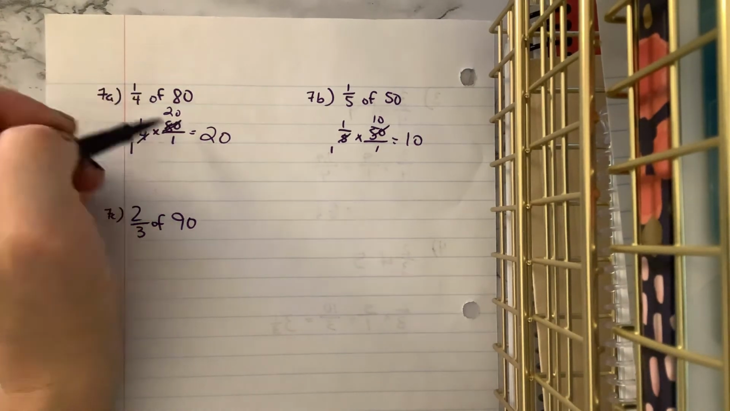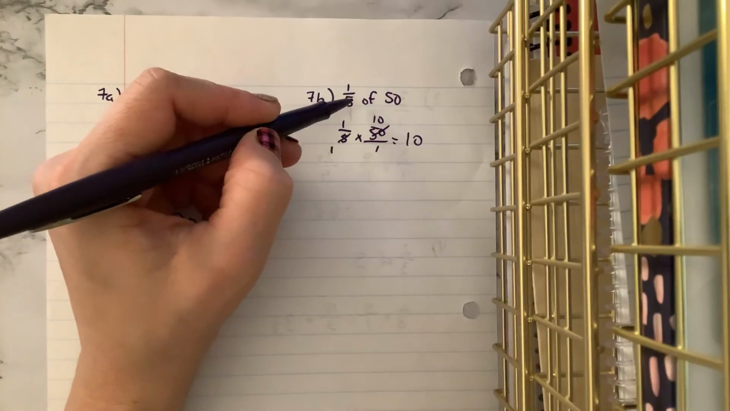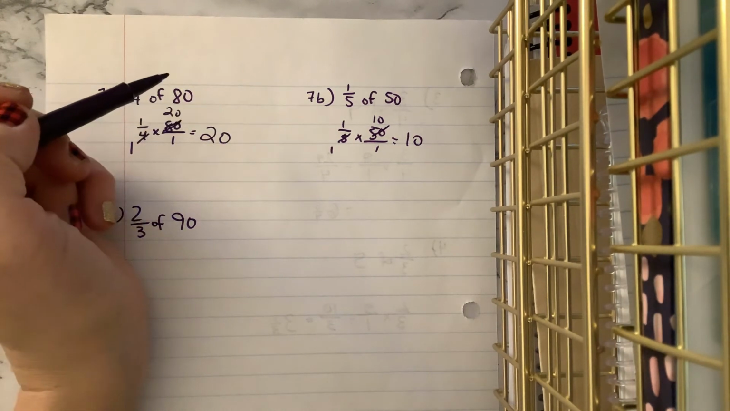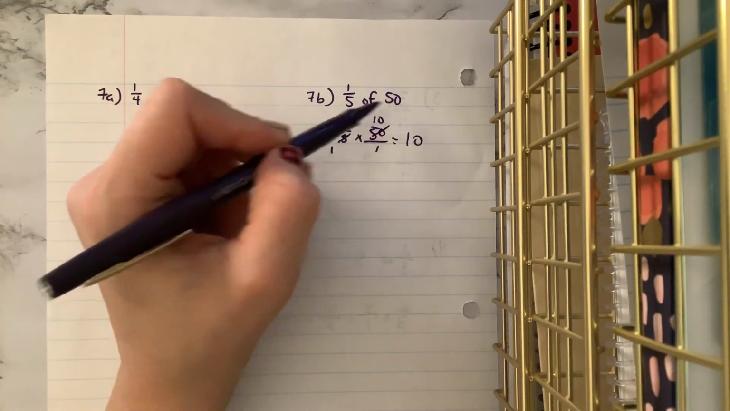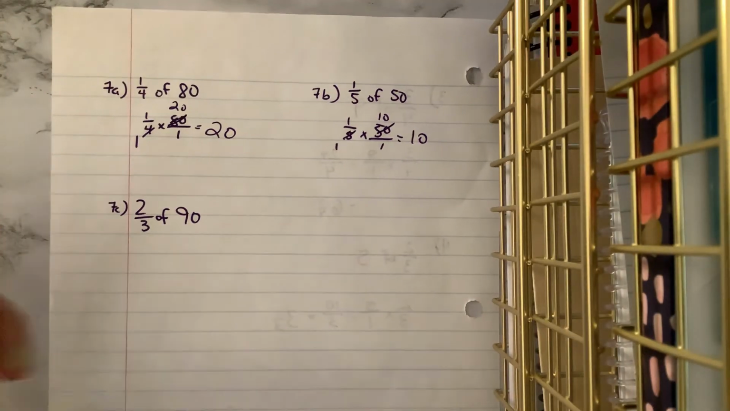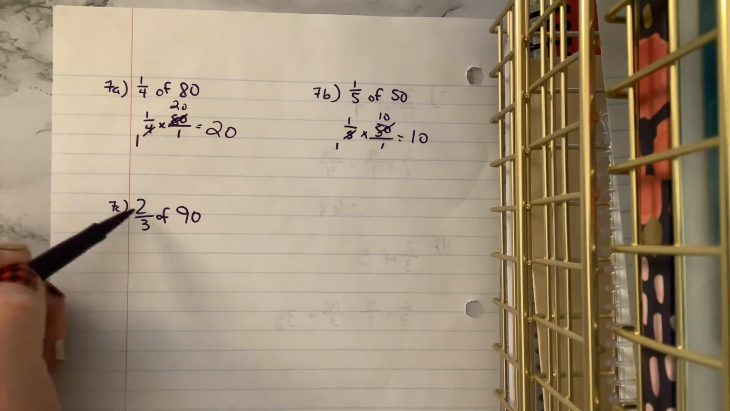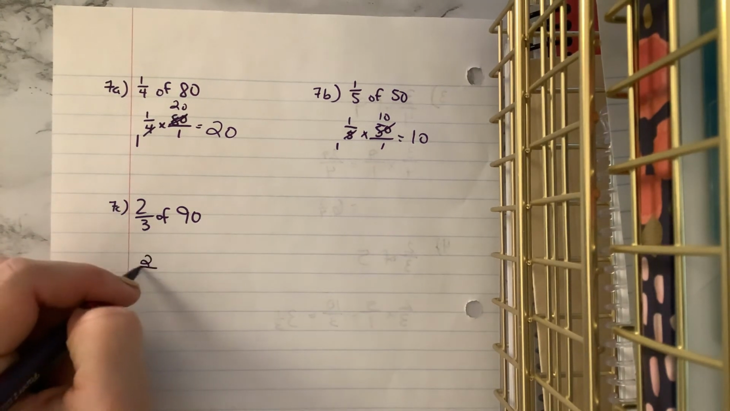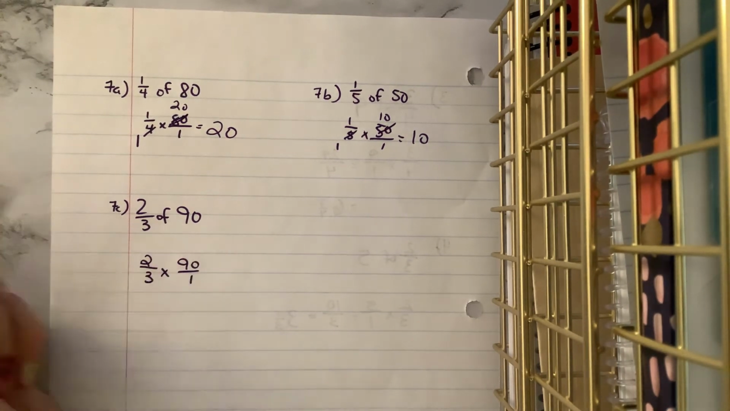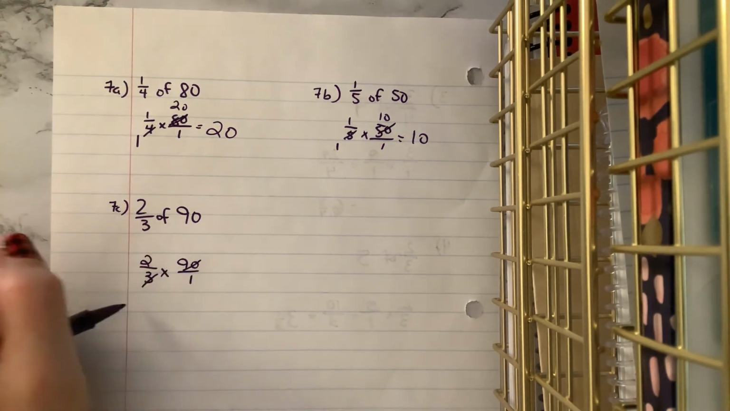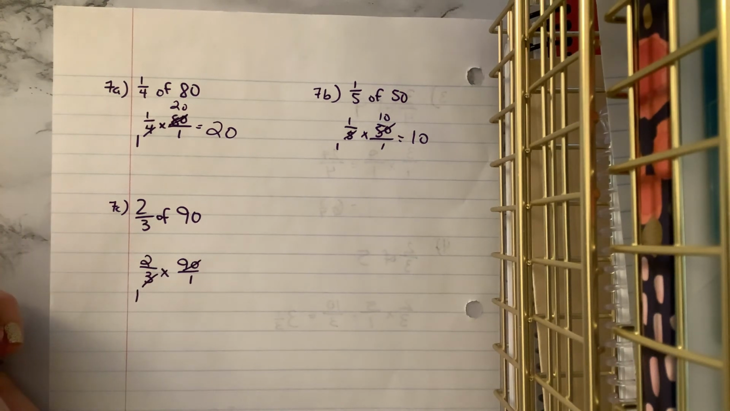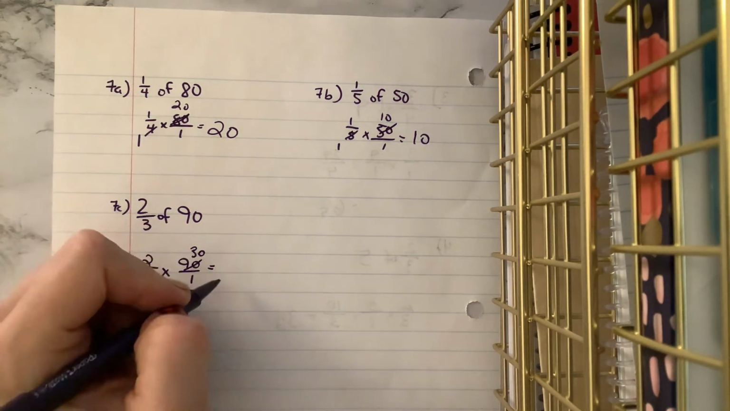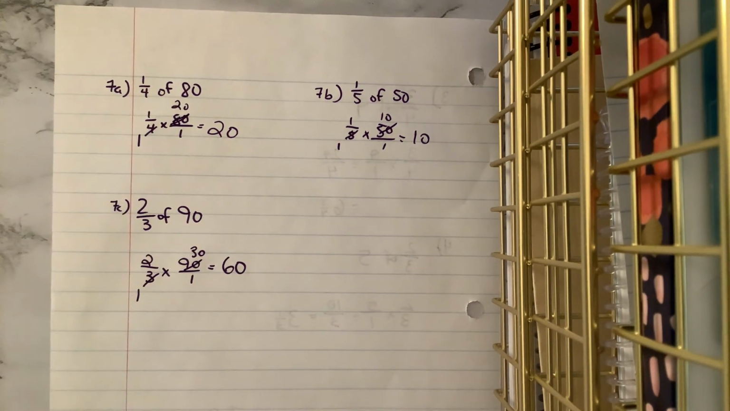You might have noticed here, 5th graders, that multiplying by a fraction is the same as dividing by the denominator. So 1/4 of 80 is the same as 80 divided by 4. 1/5 of 50 is the same as 50 divided by 5. Either method works. That's not going to work as well when our numerator is not 1. Okay, that gets trickier when our numerator is not 1. So instead we'd say 2/3 times 90 over 1. Again, these share a factor of 3. 3 divided by 3 is 1. 90 divided by 3 is 30. 2 times 30 is 60. 60 over 1, or 60.